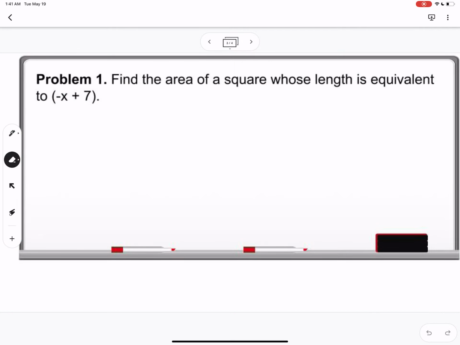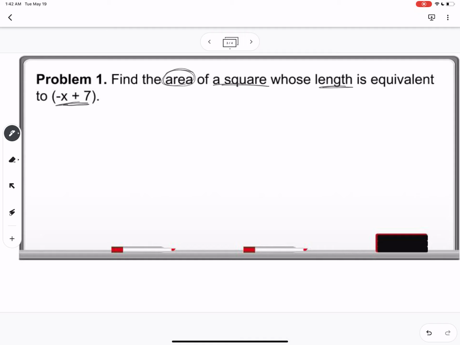Problem 1 reads, find the area of a square whose length is equivalent to the binomial negative x plus 7. So first things first, I want to take note of what I am given. I am given the information that we have a square that has the length of negative x plus 7. And the question is asking me to find the area.